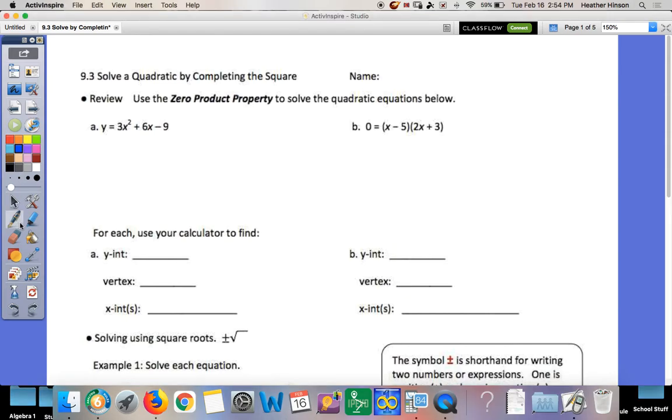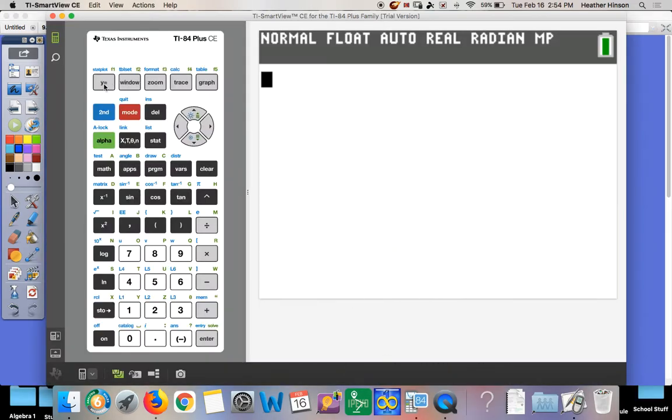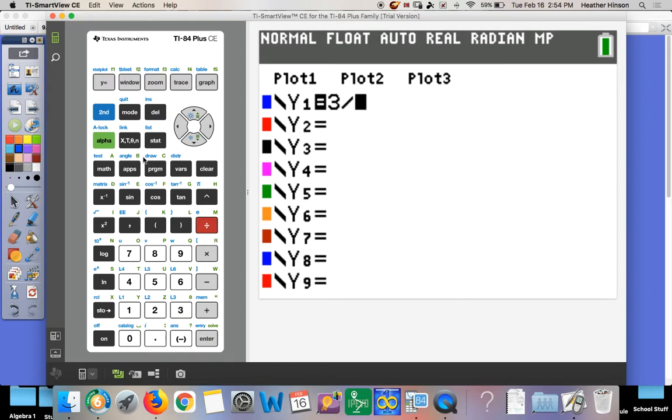So a little review first. Use the zero product property to solve the quadratic equations below. So when we do zero product property, all this means is check for a GCF, then do your snowflake. So we're going to check for a GCF. So we put each one of those numbers divided by x.